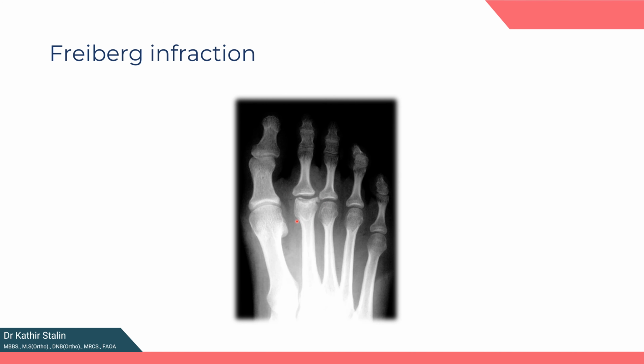Freiberg infraction pattern results in flattening and collapse of the head of the second metatarsophalangeal joint, leading to degenerative changes and arthritis. More common among female adolescent athletes, especially the ones with long second metatarsals. Activity modification and protected weight bearing are the early treatment. Surgical procedures are largely reserved for patients with stage 4 or stage 5 disease.